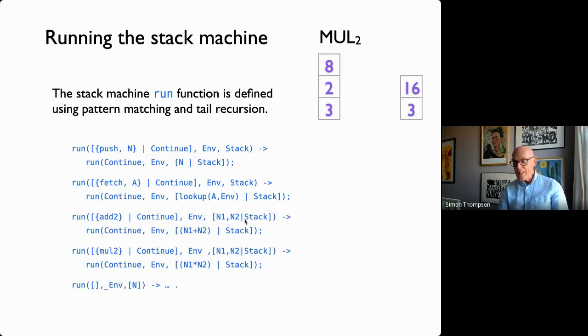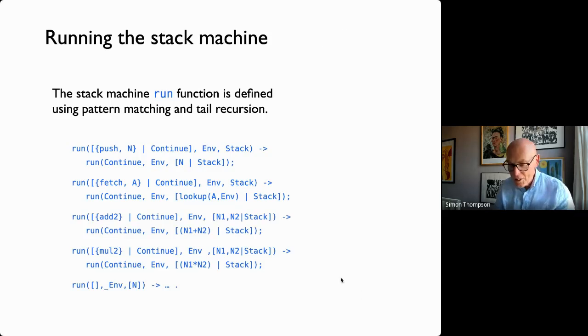Sorry, this is perhaps where the Erlang syntax gets a bit more complicated. This matches element one, element two, and then the rest of the list. And this forms a list whose first element is N1 plus N2, and the rest of it is the stack. So this is the thing that constructs a list from its head and its tail. But thanks for the question. That's a very helpful question.